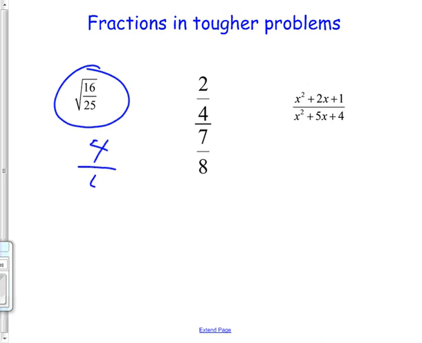4/5 is correct. Square root of 16 is 4. Square root of 25 is 5. So it's 4/5. All there is to it. This one, I gave you two ways to do it.